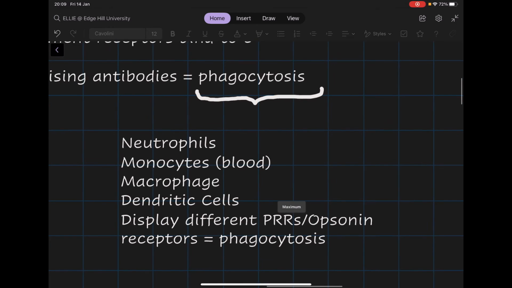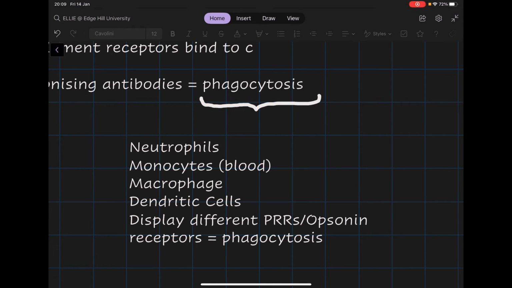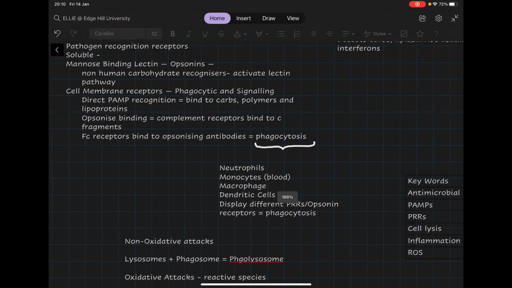Phagocytosis can be done by neutrophils, monocytes, macrophages, dendritic cells, and they display different pathogen recognition receptors or opsonin receptors, which then result in phagocytosis.